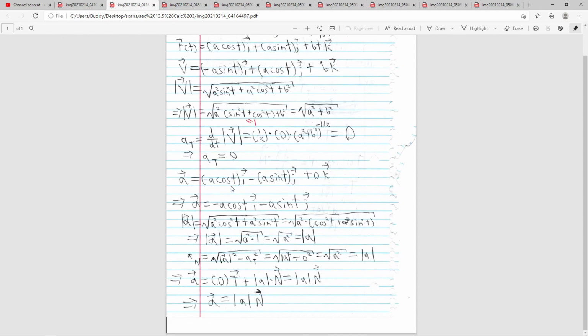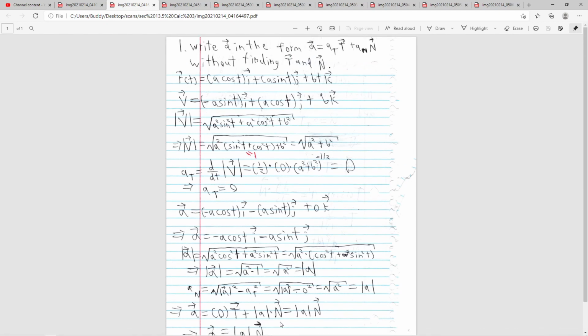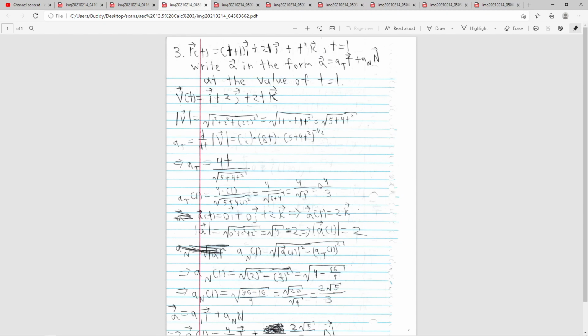This one, t was not an issue, as you can tell. It just became a times n. Little t did not become an issue. In the end, it very much worked out. It was a very simple formula.